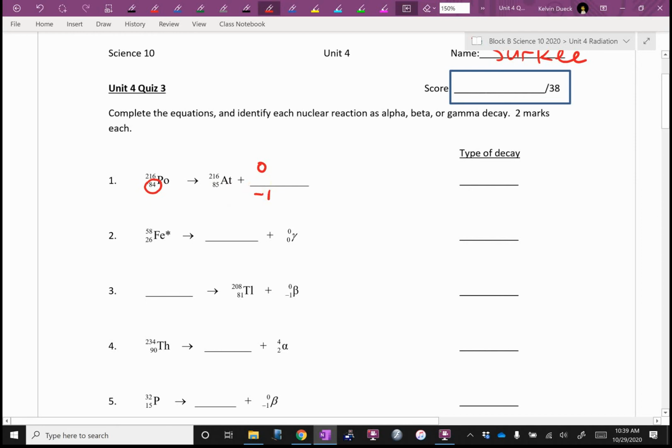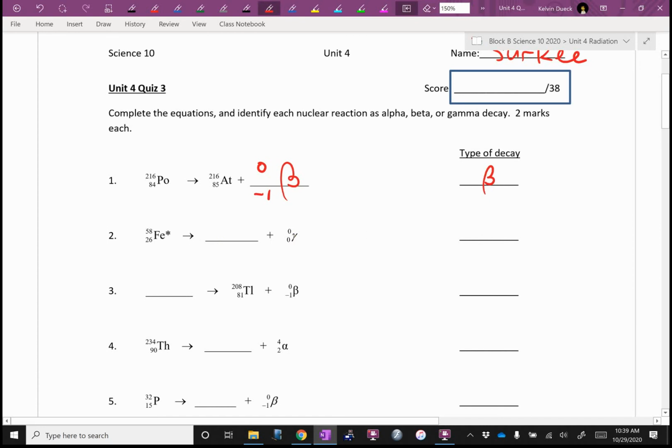It's a beta. Now I know it's beta, and you can either write the word beta, or you can put a B, whatever, but somehow indicate that that's beta. 1 mark for the charge, 1 mark for the particle, 1 mark for the type of decay.